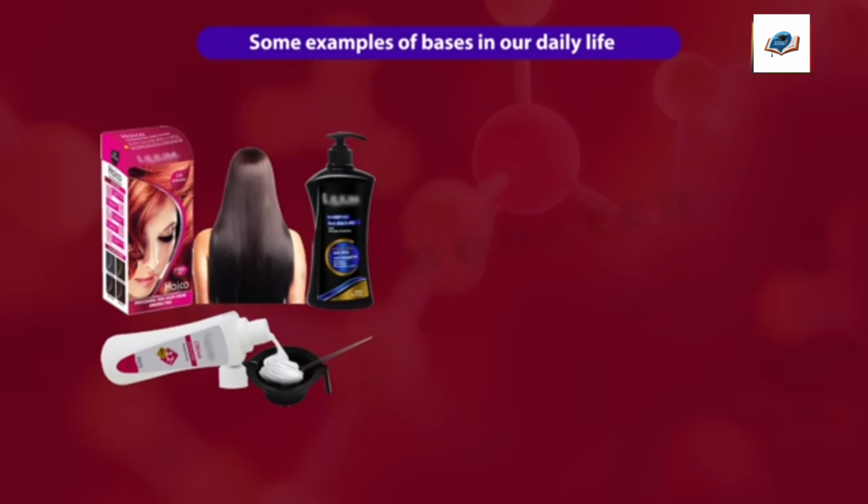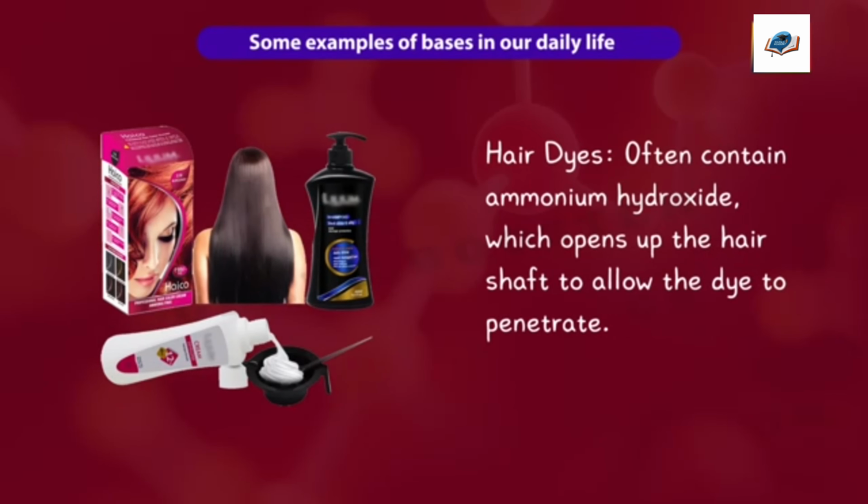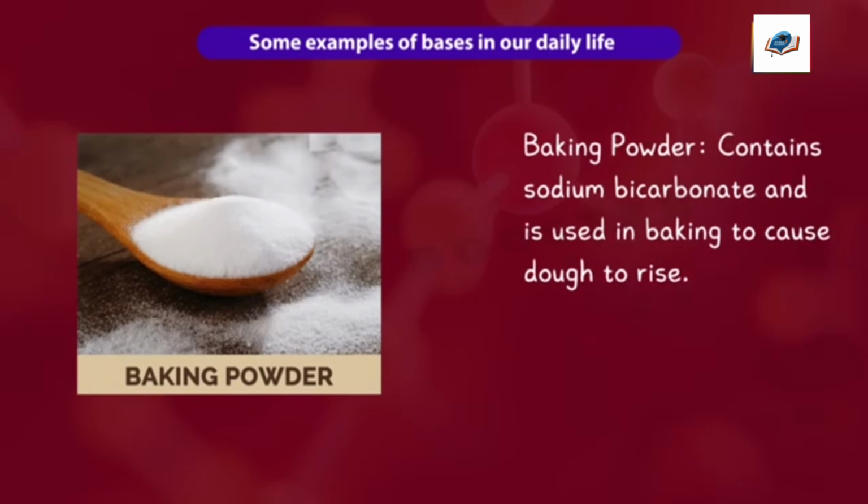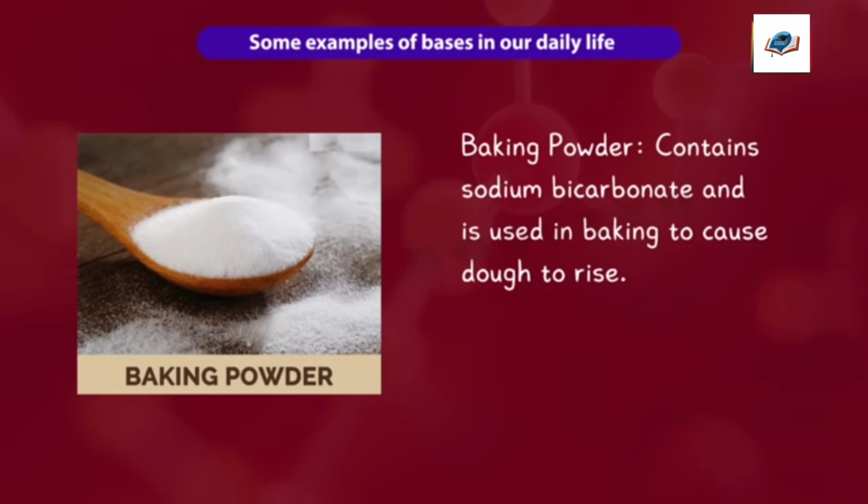Hair dyes. Most hair dyes contain ammonium hydroxide. This ammonium hydroxide opens up the hair shaft and helps in better coloring of the hair. Baking powder. Baking powder contains sodium bicarbonate and is used in baking to cause dough to rise.